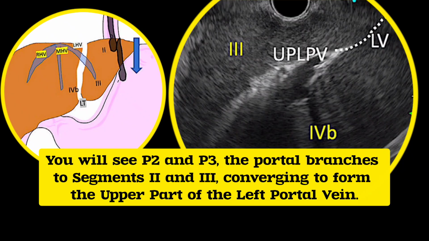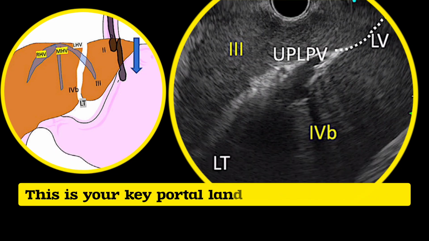You will see P2 and P3, the portal branches to segments 2 and 3, converging to form the upper part of the left portal vein. This is your key portal landmark in the left lobe.